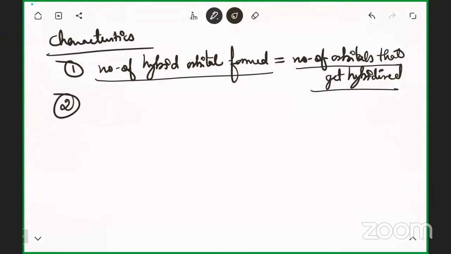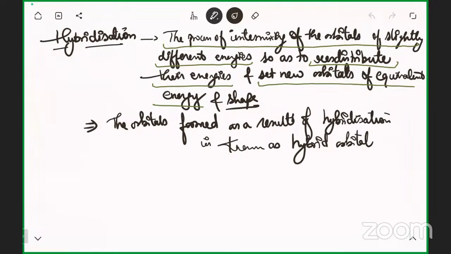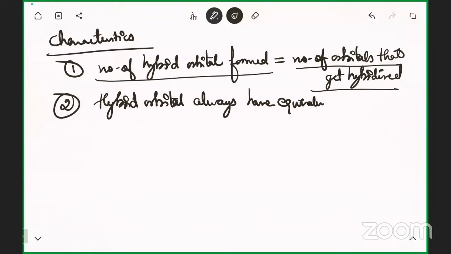This was the first point. The second point is about the hybrid orbitals. I told you in the definition: a new set of orbitals of equivalent energy and shape. So the second characteristic is that hybrid orbitals always have equivalent energy and shape.